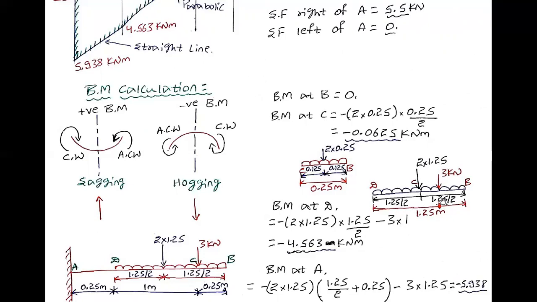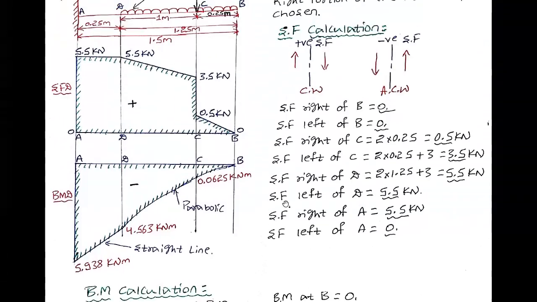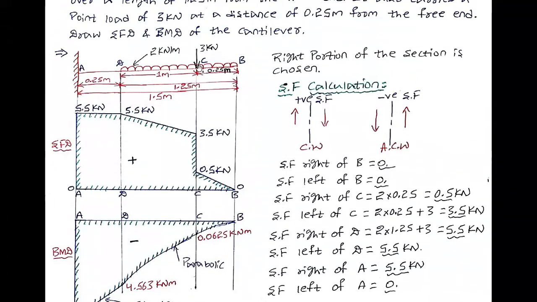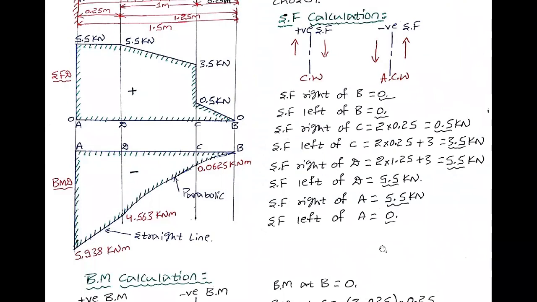One more load is acting. It is 3 kilonewton on the right side. You can see that 3 kilonewton is acting, and from point C to point D, the distance is 1 meter. 3 kilonewton multiplied by 1. Vertical load into perpendicular distance, 3 into 1.